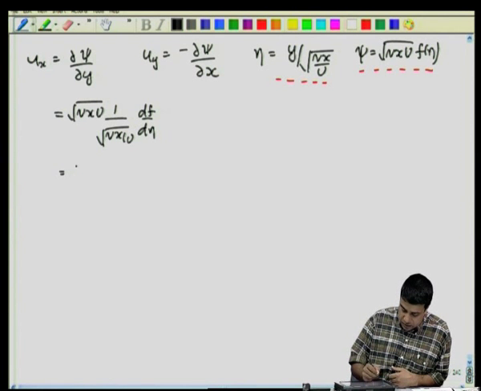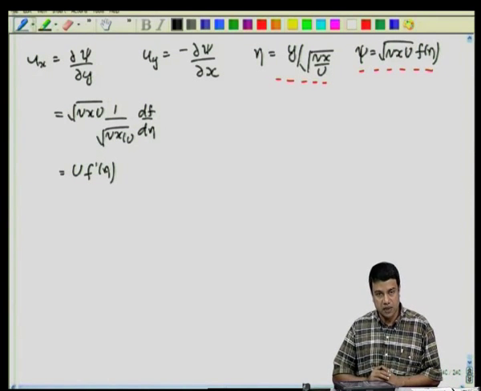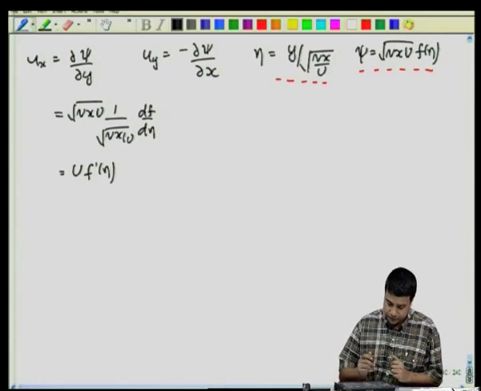So, this will end up being, as you can see, u times f prime of eta, where I am using the primes for differentiation with respect to eta. This is a total derivative because I postulated that f is only a function of eta.